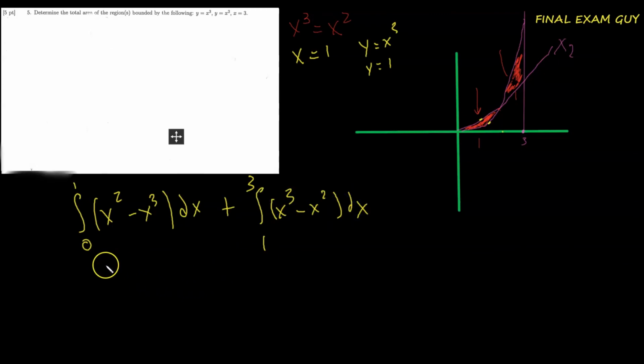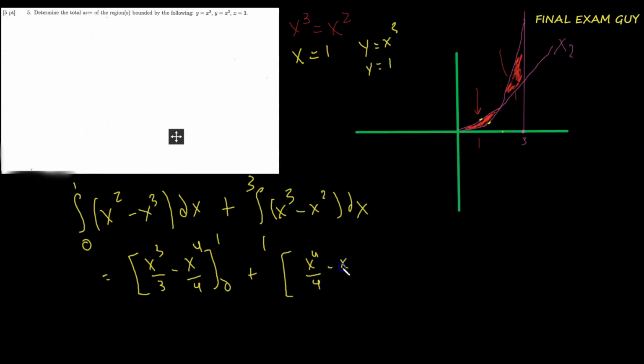Our integral is really easy. So we get x cubed over 3 minus x^4 over 4, evaluated from 0 to 1, plus x^4 over 4 minus x cubed over 3, evaluated from 1 to 3. And doing so, we get 137 by 12 when we evaluate that. So it's a pretty easy problem. I mean, it's even fun to do, but yeah, math is fun. See you in the next problem.